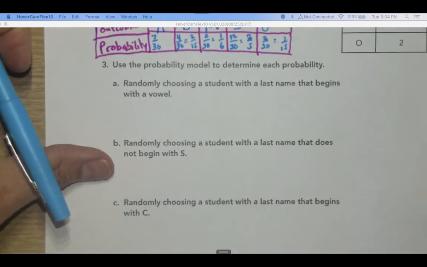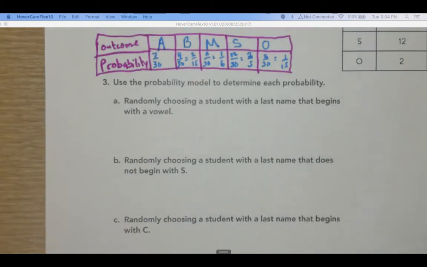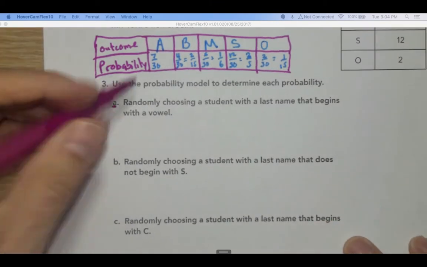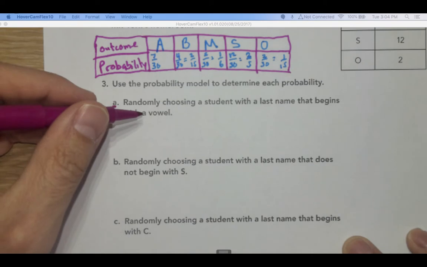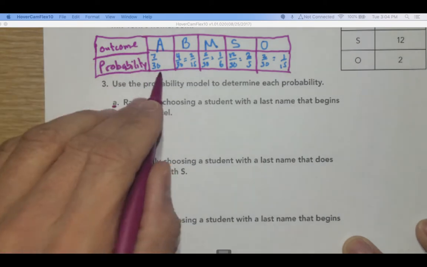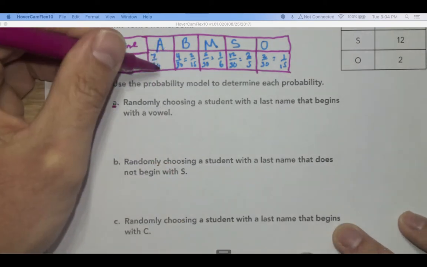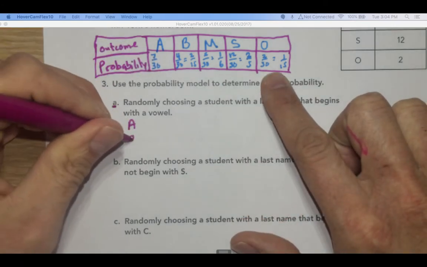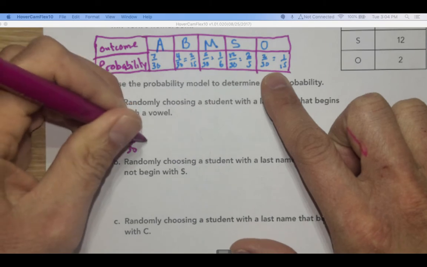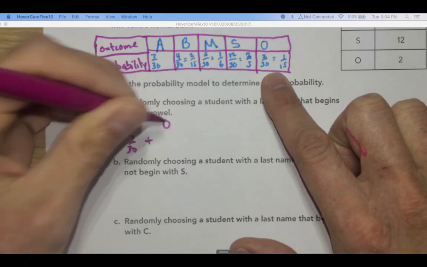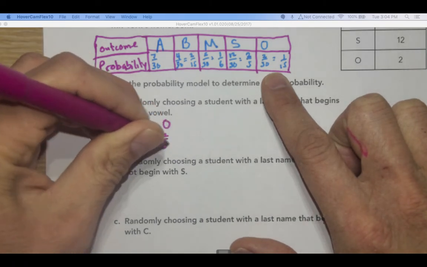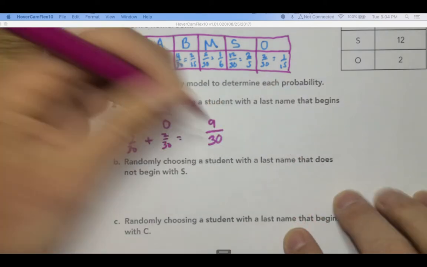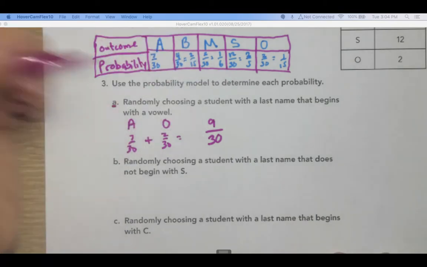Then use the probability model to determine each probability. First, randomly choosing a student with a last name that begins with a vowel. Well, if I look at this, I could have A, which is 7/30, or I could have O, which is 2/30, which would give me a 9/30 probability.